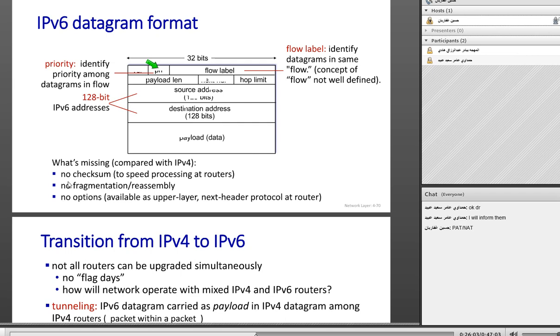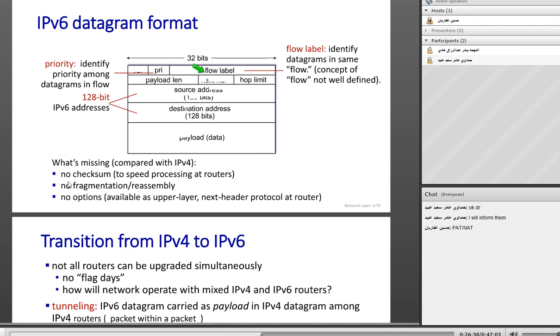Let's suppose that I have an important packet with higher priority, with the highest priority. How should I announce this priority? In IP version 4, we have nothing. But in IPv6, we have the priority field. In the priority field, I can identify that this packet is important for me, and this packet is not.